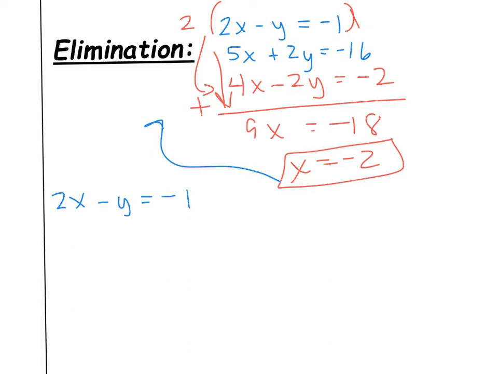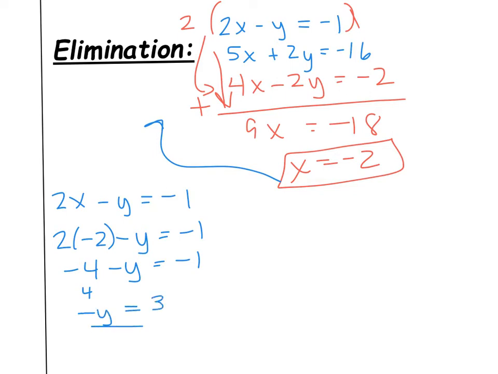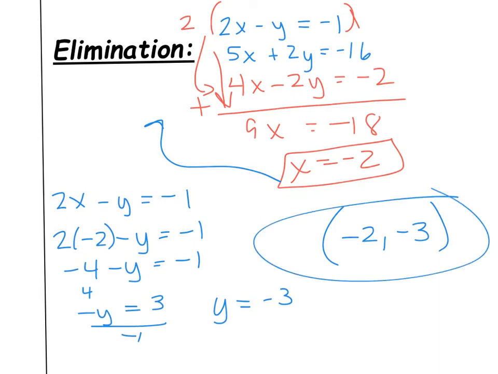We're going to put negative 2 in for the x, and we get negative 4 minus y equals negative 1. Then we've got to add 4, so I get the opposite of y equals 3. Divide by negative 1, I get y equals negative 3. So if you notice, we had a negative 2 and a negative 3, which is the same exact answer we got by elimination.